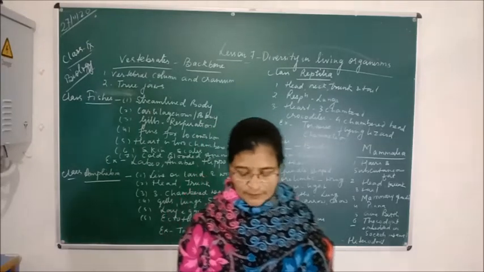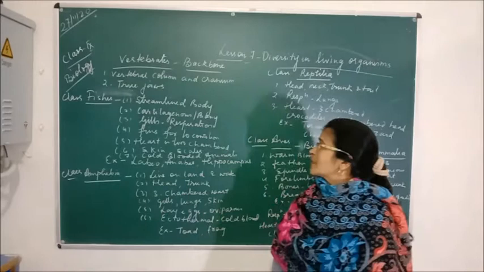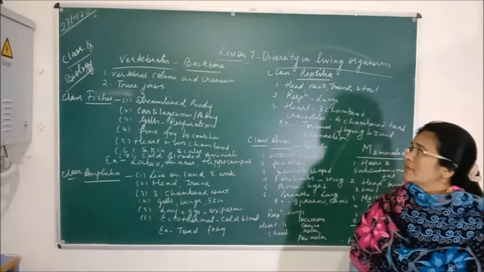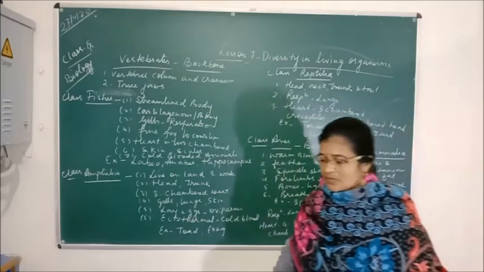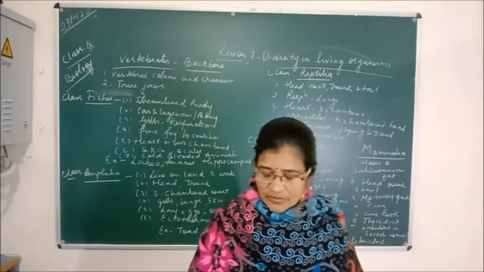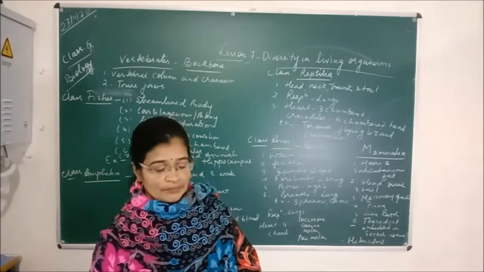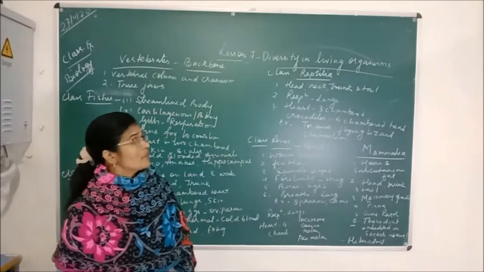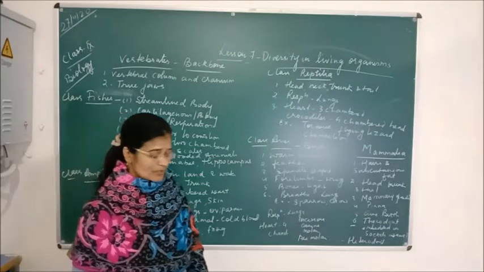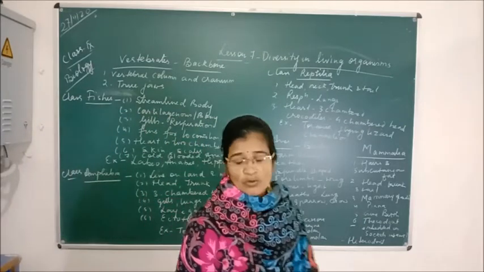Good morning, students. We will take the last topic in class 9 biology, that is lesson 7, Diversity in Living Organisms. In the previous class we have already studied the animals which belong to the invertebrates. Today we'll discuss all the classes which belong to the vertebrates.